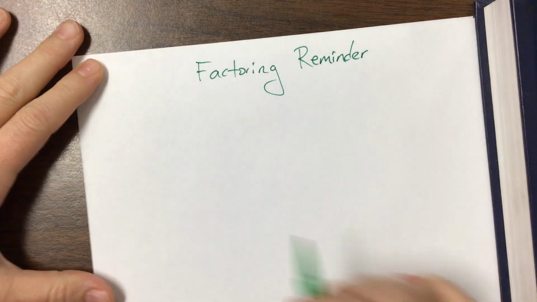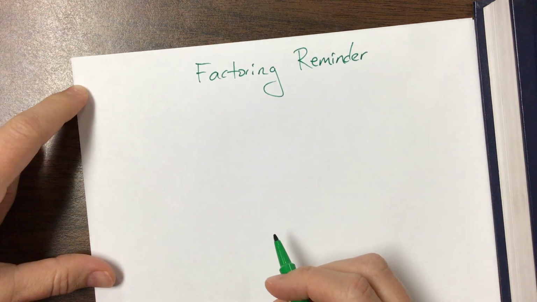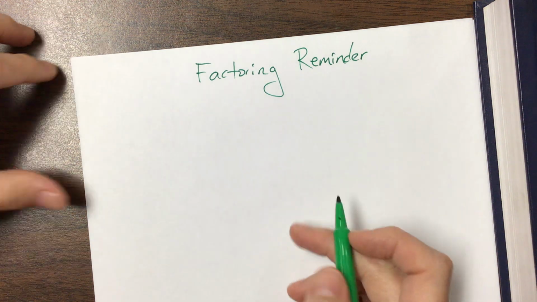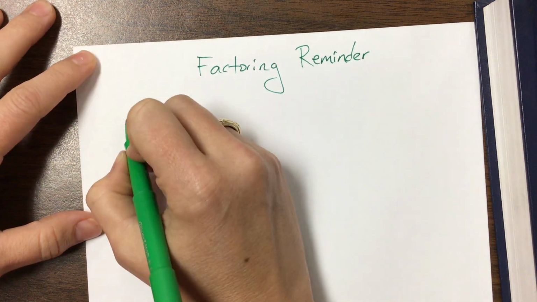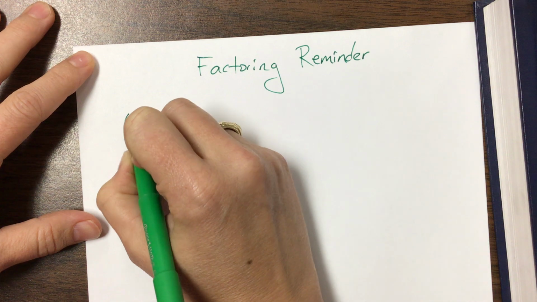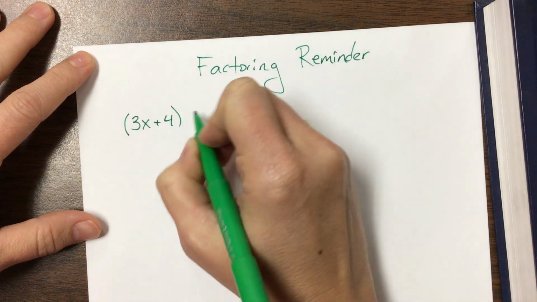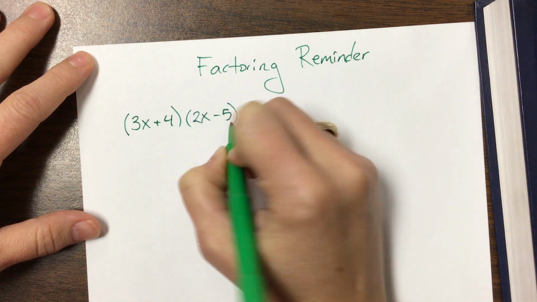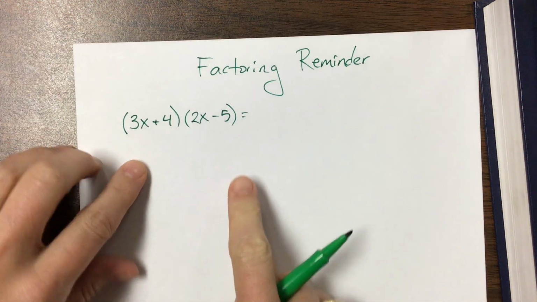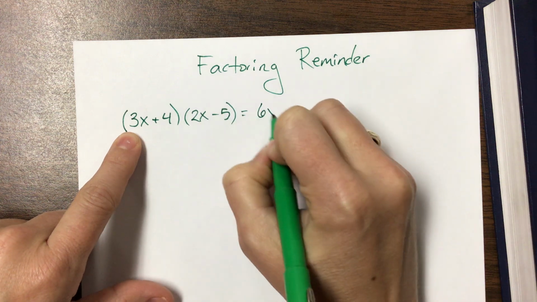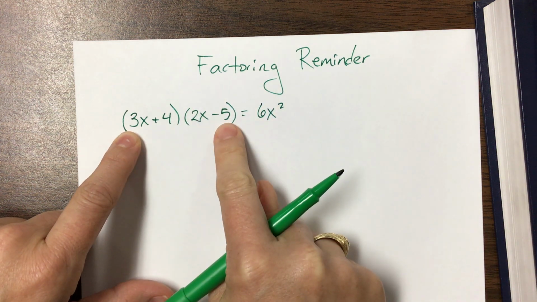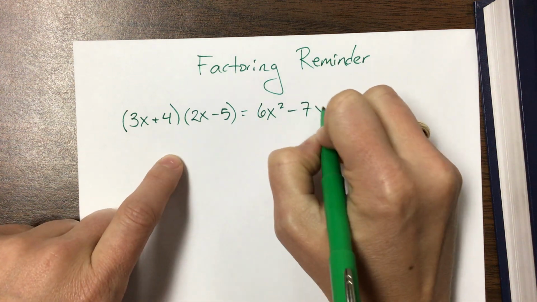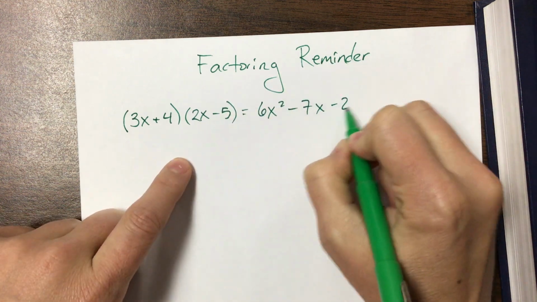So I'm going to come up with a tricky problem, and the reason I'm doing it first and not just starting with a problem is that you can create as many of your own as you want later. So let's say it's going to factor down to 3x plus 4 times 2x minus 5. When I FOIL that out, just a reminder, this gives me 6x squared, a negative 15x, a positive 8x, so that's a negative 7x, and then minus 20.